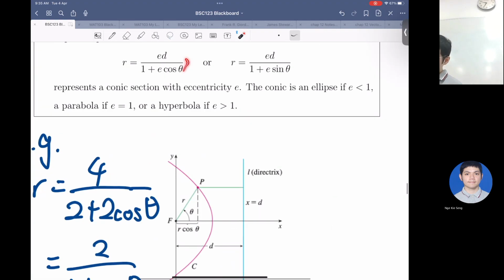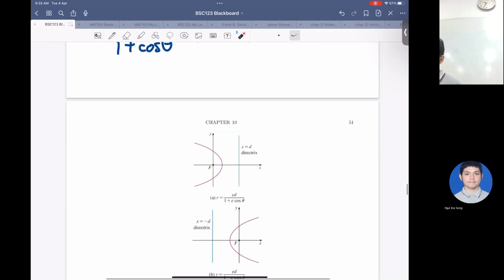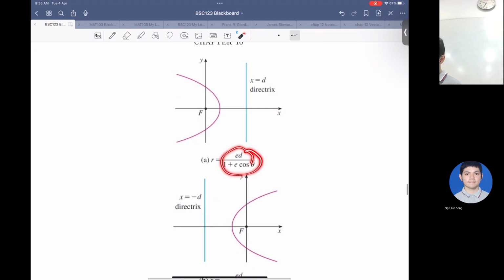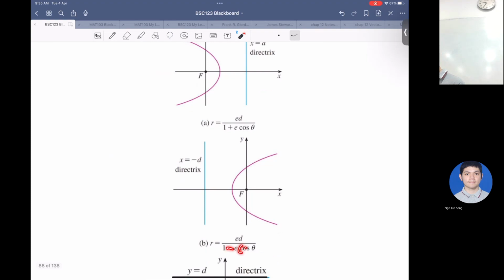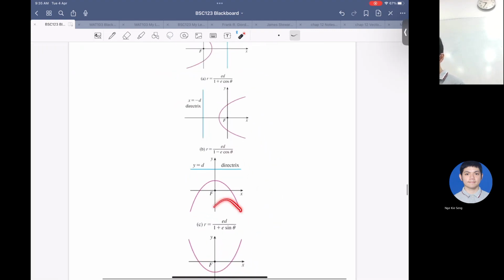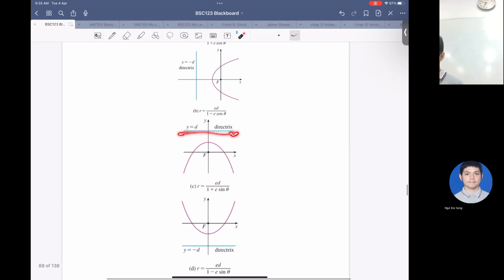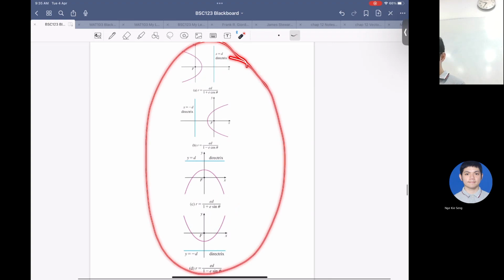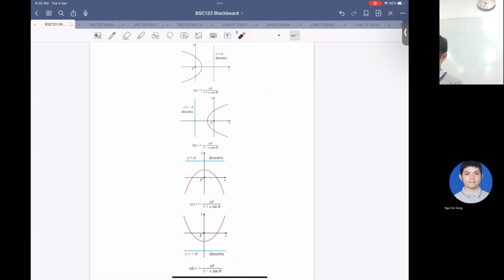Depending on whether you use cos or sin theta, your directrix will lie differently. If it is a plus cos, your directrix will be lying on the right-hand side. If you have a minus cos theta, your directrix is lying on the left-hand side. If it is sine, then it will be in the y direction, one at the top, one at the bottom. These four pictures summarize where you can find your directrix.